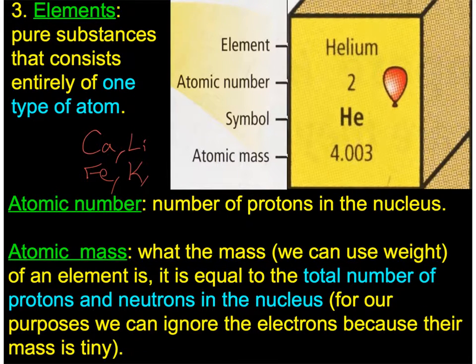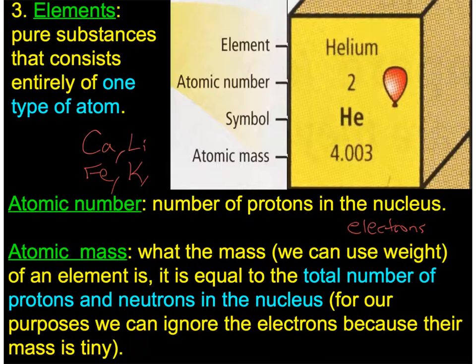Then it has the atomic number and the atomic mass. Okay, the atomic number, in this case 2 for helium, tells us the number of protons, and there's something else you need to know, it also tells us the number of electrons. So helium has 2 protons and 2 electrons.